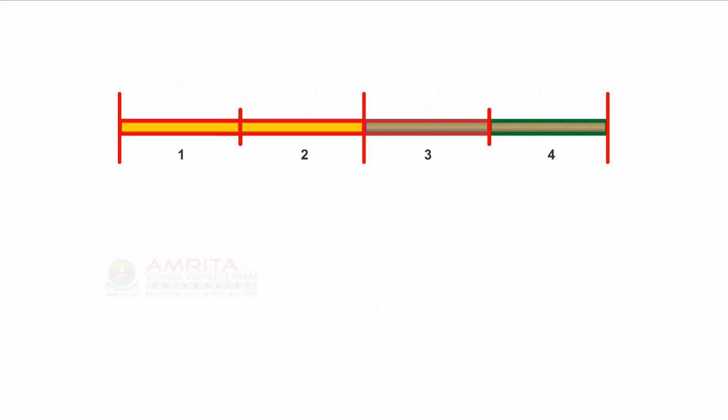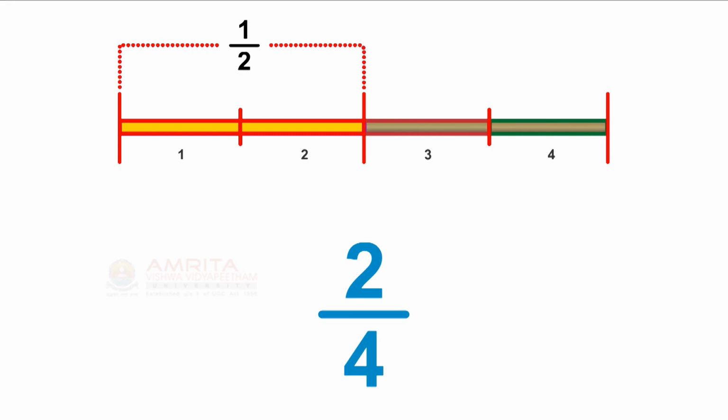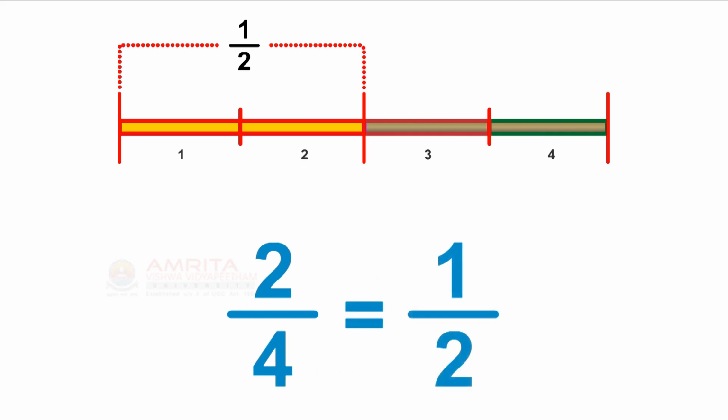Now if we take 2 equal parts of the rod, then it is 2 out of 4 parts. We will write the fraction for the 2 parts as 2 by 4. As you can see, 2 by 4 is also the same as 1 by 2. So we can also say that 2 by 4 is equal to 1 by 2.